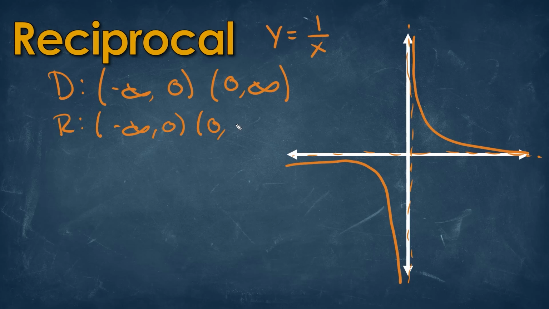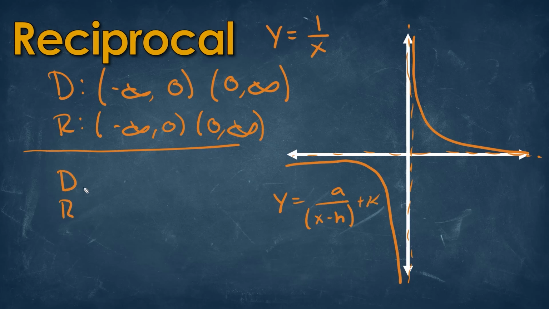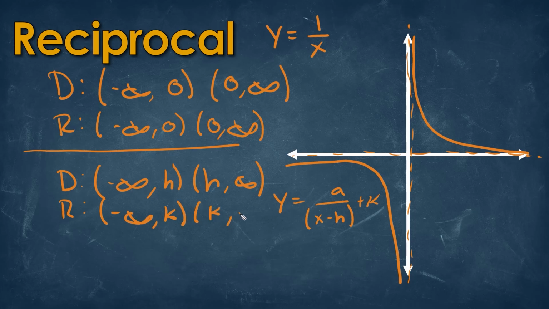If we look at the standard form of this equation, we're going to have y is equal to a over (x minus h) plus k. And this will determine what our values for the domain and range are going to be, where we have negative infinity to h for our domain, and from h to positive infinity. For our range, it will be similar, but with k. So we'll have negative infinity to k, and then k to infinity.